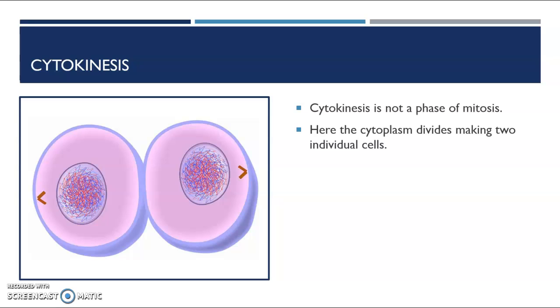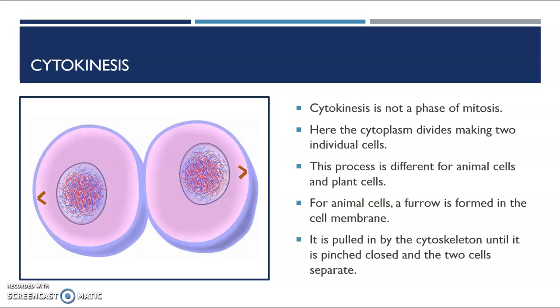So cytokinesis is not a phase in mitosis. This is happening after, and it is where the cytoplasm divides to make two individual cells. The process is going to be different for plant and animal cells. For animal cells, we start out with that image that we had in telophase, right?